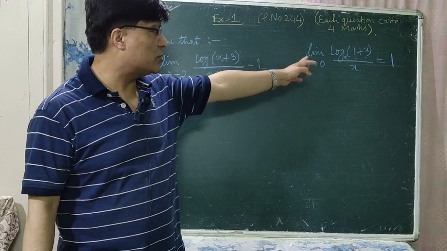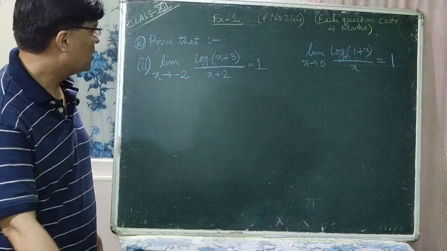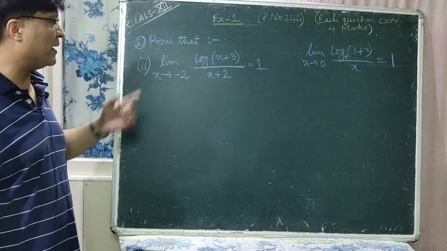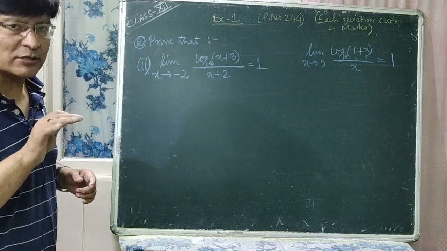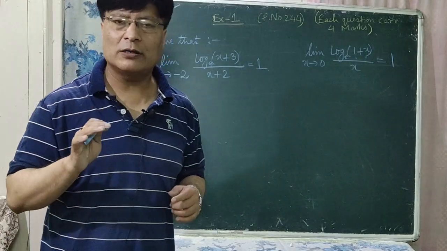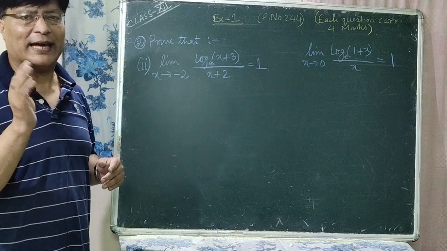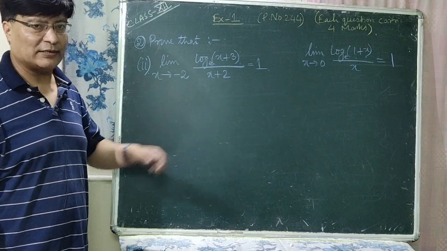Limit x tends to 0 of log of (1 plus x) base e, whole divided by x, is equal to 1. Actually the base is not written here. It is understood the base is always e, right? If the base is not written in terms of log, you have to think that it is understood that the base is always e, log base e, right?